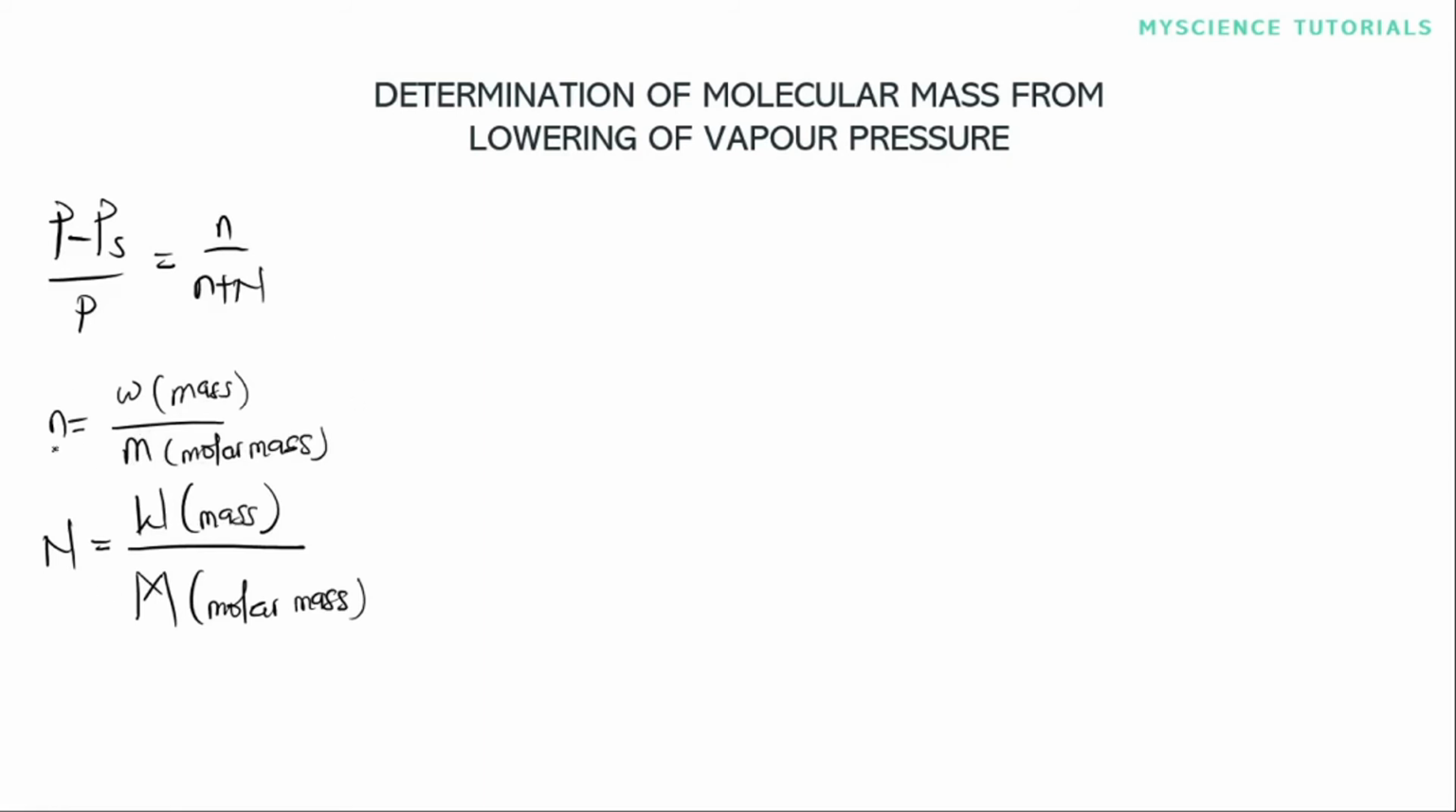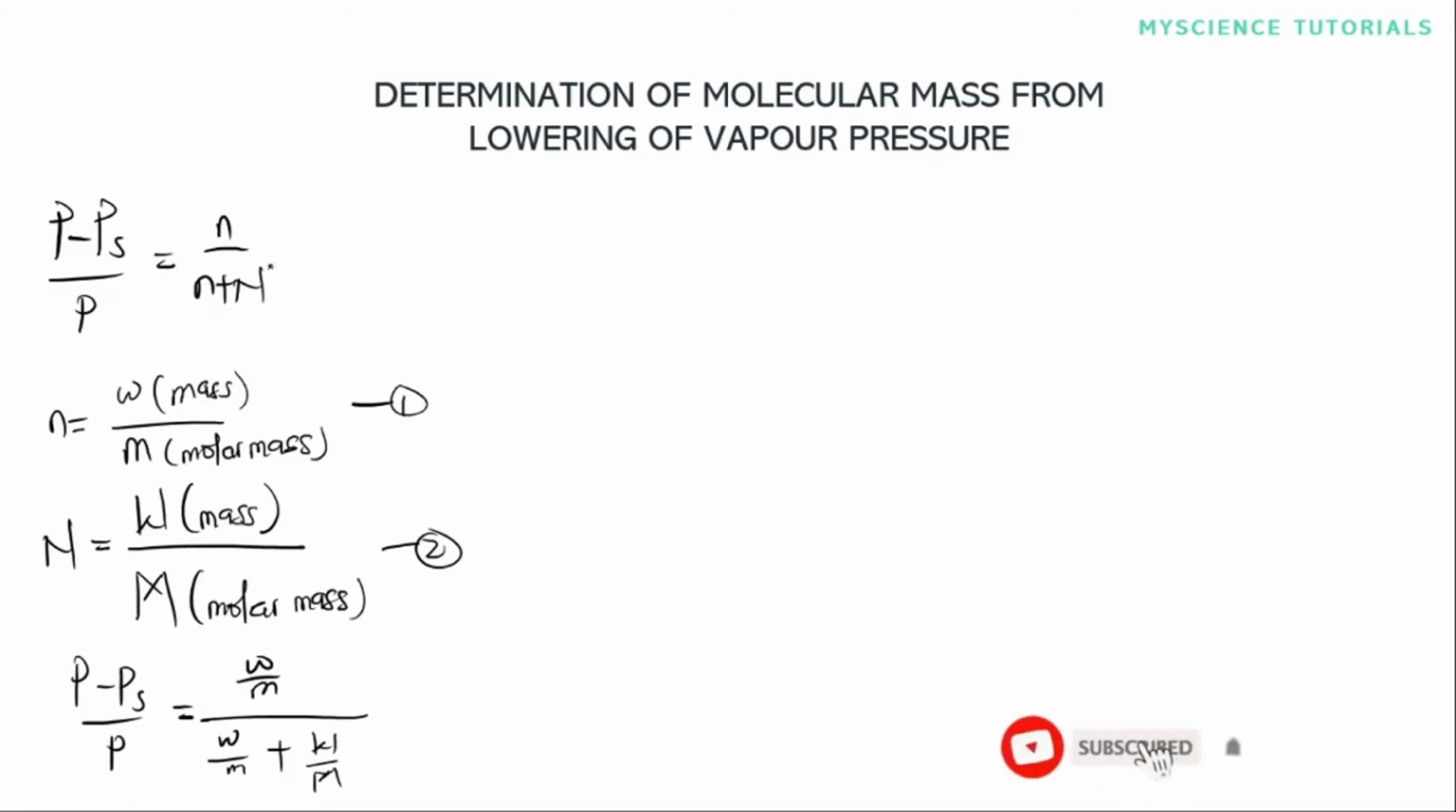Now, if we substitute these two equations, let me use this equation 1, equation 2, into this one, we get that our relative lowering of vapor pressure becomes what? Small w over m, all over small w over m plus capital W over capital M. Alright, so this is the formula that we use if you want to calculate the molar mass of the solute, provided we know the mass of the solute and then the mass of the solvent.